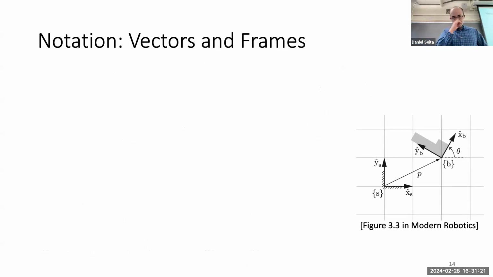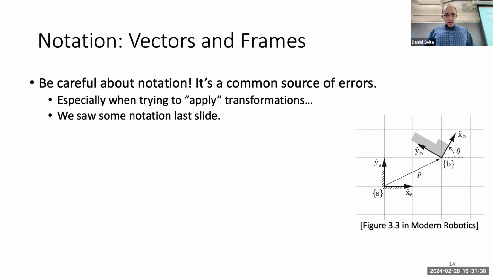And another way to describe things that are important is to think about what notation we should use to describe things like vectors and frames. Having good notation is something everyone agrees is very important for debugging combinations, or compositions, of transformations. The bad news is that different sources use different notation.